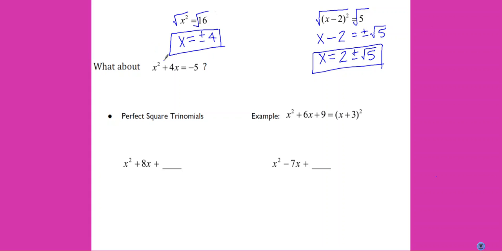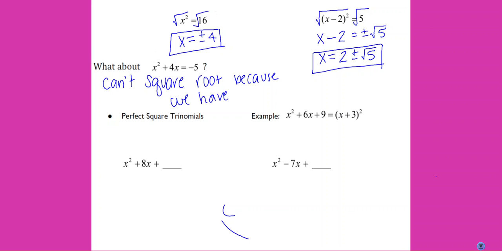But when we have x squared plus 4x equals negative 5, we can't just square root, because we have x squared and x. However, if we can find a way to write it as a perfect square trinomial, we could then factor it to be a binomial squared, and then we could use our method of square rooting both sides like we did in the first two examples.